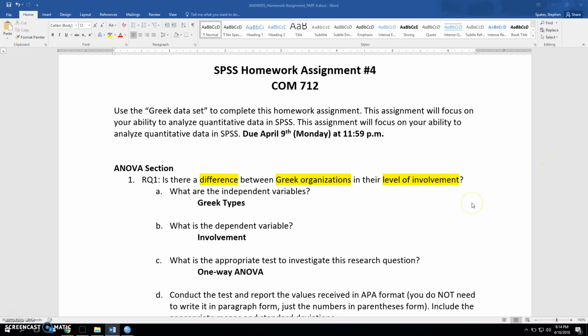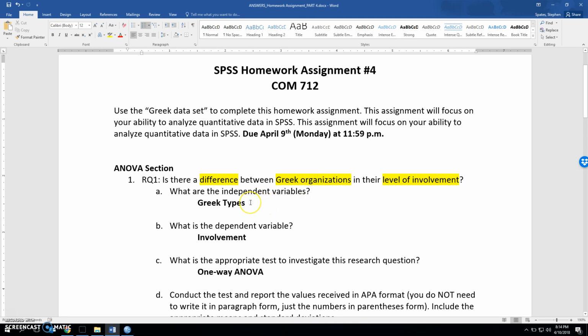Now, using your cheat sheet and also looking at the keywords, you can find out the answers to the first couple of questions. Notice that once again, we're asking about difference. We're saying that there will be a difference, and that's our keyword to go into our cheat sheet, and notice that we are going to be comparing groups. Here we're looking at Greek organizations this time and their level of involvement. So what becomes the independent variable? That's going to be Greek types of organizations.